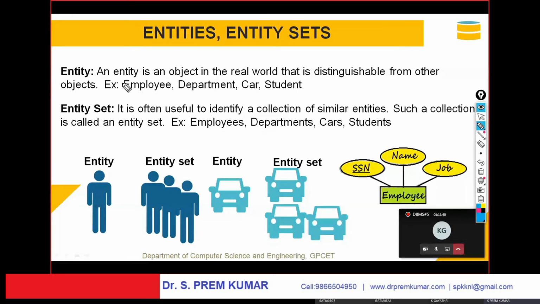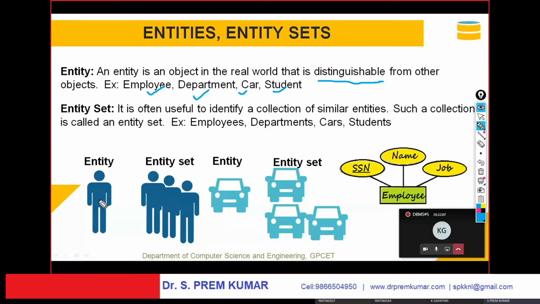So anything can be called an entity. An entity is an object of the real world that is distinguished from other objects. That is, the entity should be distinguished from other objects, and that is what is called an entity. Right? Example: employee, department, car, and student. These are called entities. If similar entities are grouped, you get an entity set.